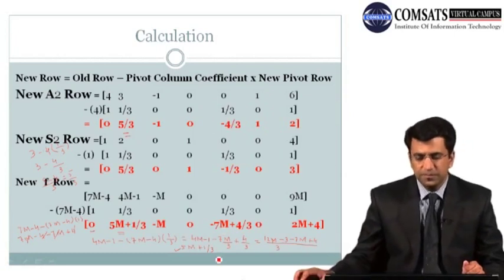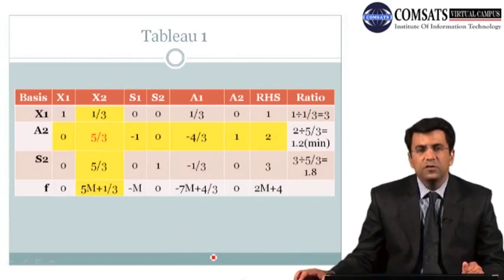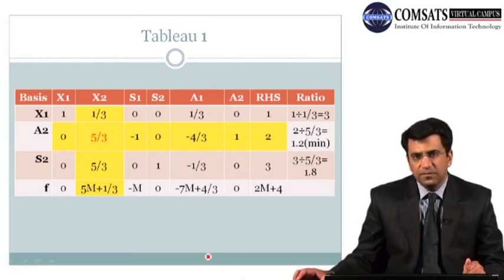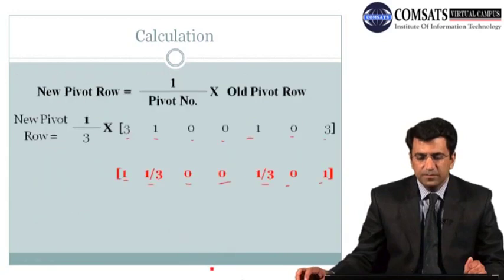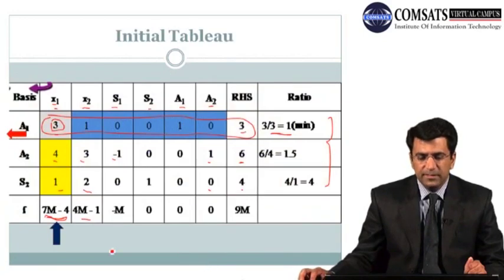Now what we will have to do, we will have to reformulate the next table, and first of all we will have to replace our new pivot row in the place of that old pivot row. Now class, this was our previous table, and this is our old pivot row. So we will write down the new pivot row at this exact position.